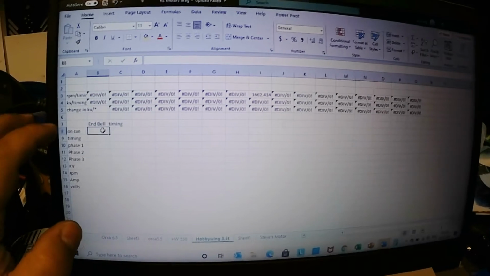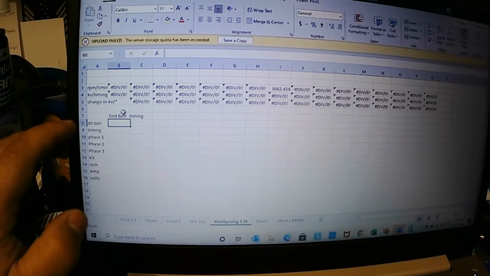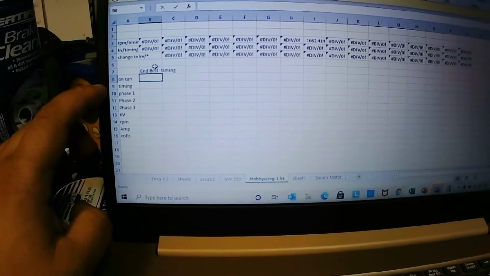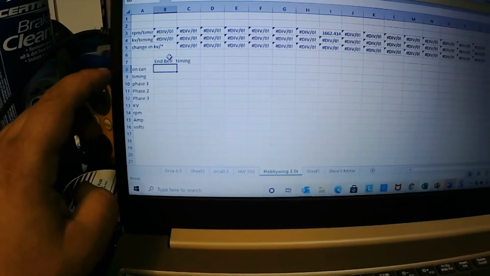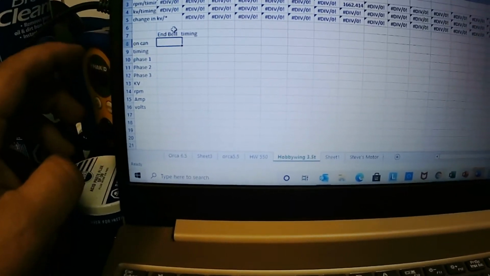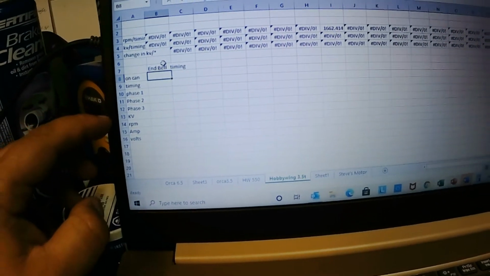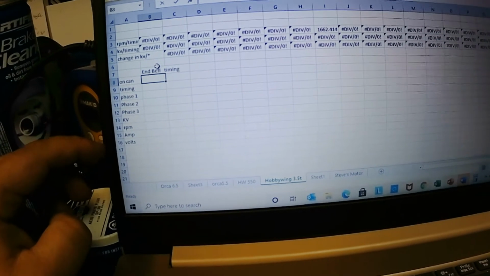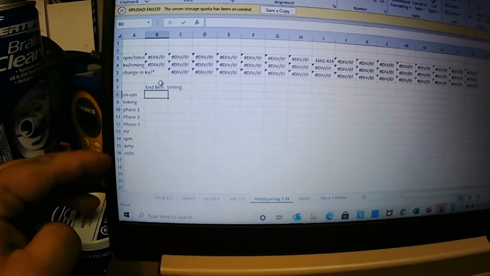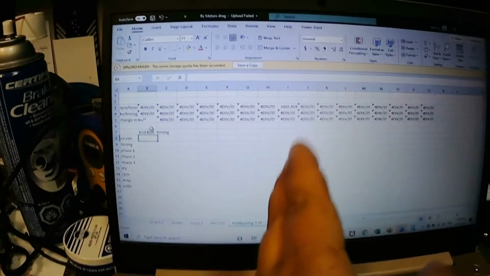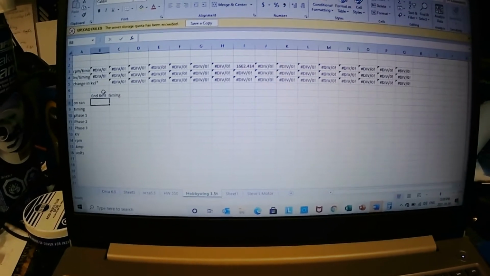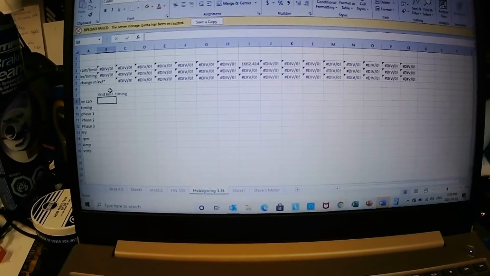On here, first line I've got the timing on the can and the real timing. This gives you an average timing on the machine. And then you also have phase 1, phase 2, phase 3 for your timing, KV, RPM, amps, and volts. So with all this data, we're going to take a series of timing pulls on the motor analyzer and compare the data.